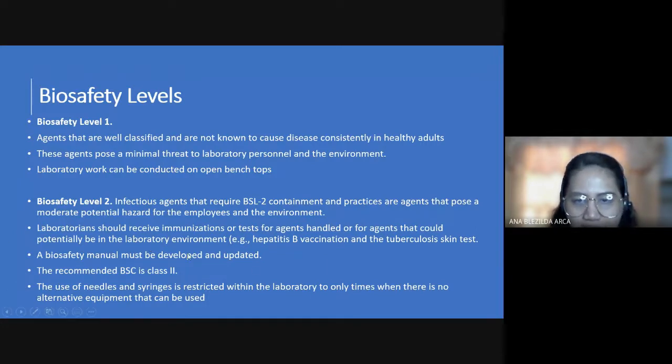So, they require biosafety level 2 containment and practices, with agents that pose a moderate potential hazard for employees and the environment. So what do you need to do if you're going to work in a biosafety level 2 environment? You must have vaccines, right? You must be vaccinated. Examples are the Hep B vaccine and the tuberculosis skin test. Always use the class 2 biosafety cabinet, and you must have a biosafety manual. And then you're going to restrict the use of needles and syringes in the laboratory.